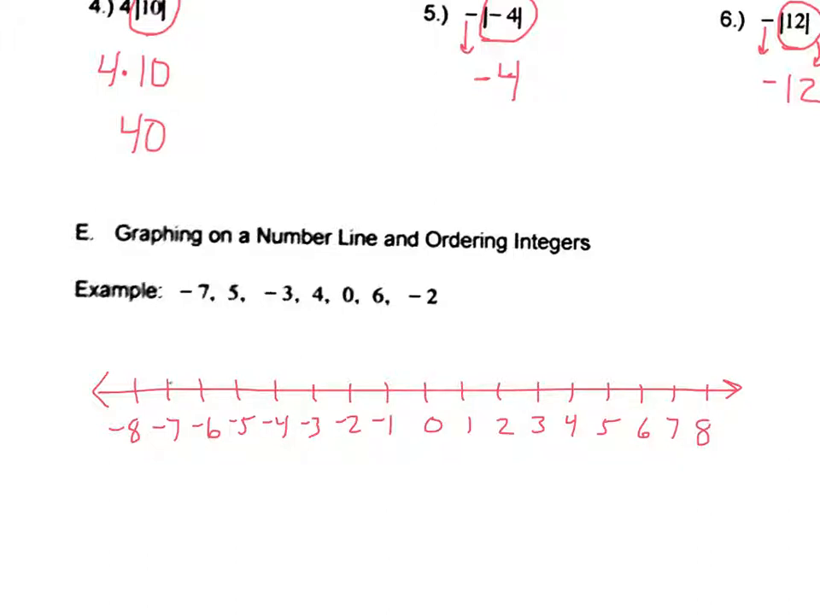So the first one is negative 7. The next integer is 5, negative 3, 4, 0, 6, and negative 2. And now I can put them in order from least to greatest. Negative 7 is the smallest, then negative 3, then negative 2, then 0, then 4, then 5, then 6. All right, I hope these notes are helpful.